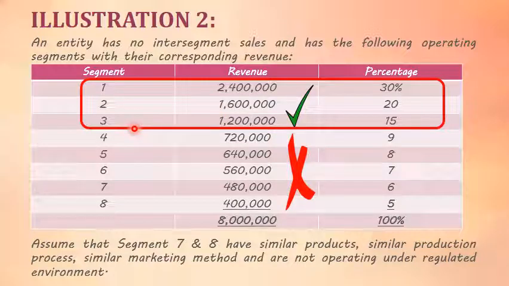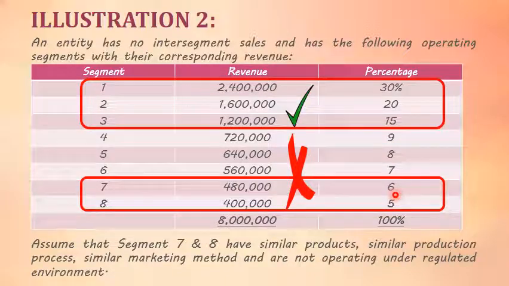Ilan na siya? 65 plus 11 is 76%. Pasok na ba doon sa 75% na threshold for external revenue ng entity? Yes po, pasok na siya doon sa at least 75% threshold. So, ibig sabihin, included na si segment 7 and 8 sa reportable segment dahil nakapasok sila dun sa aggregate criteria. Okay, so the reportable segments are segments 1, 2, 3, 7, and 8. And yung non-reportable 4, 5, and 6 naman.